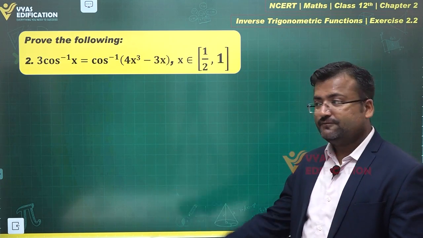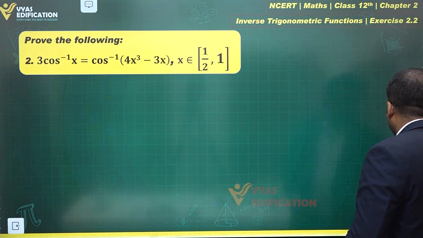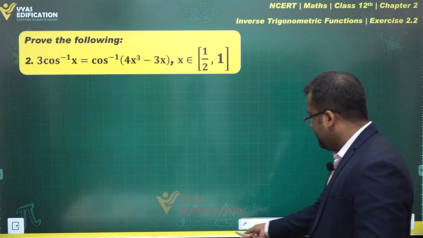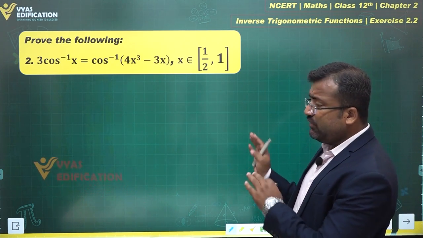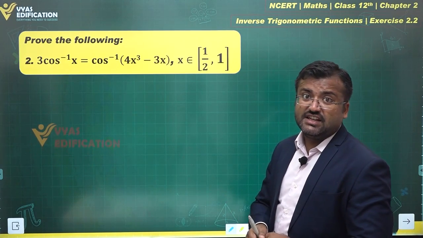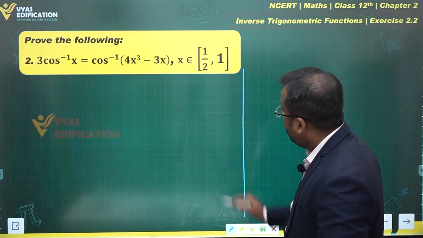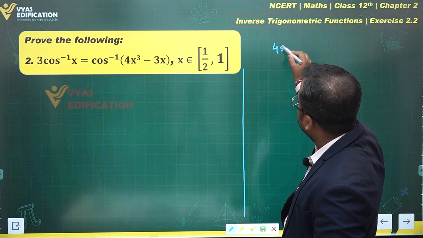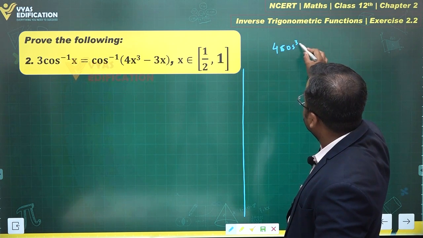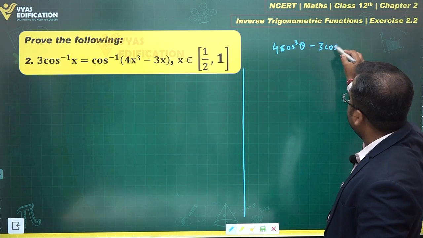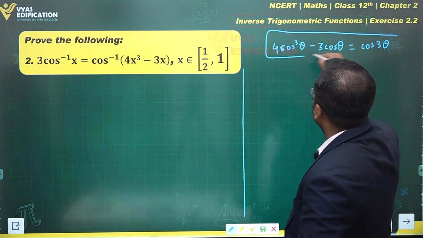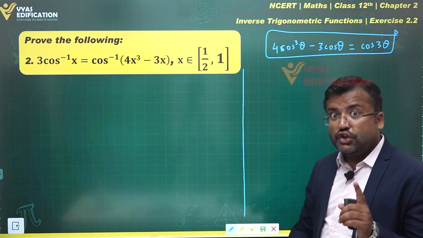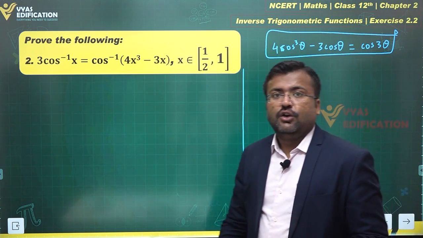Let's try and solve this one. We have studied a few important things in the previous question and seen some extra results related to this. But now let us focus on what the NCERT people want. Observe carefully that 4 cos cube theta minus 3 cos theta is equal to cos 3 theta. This is the formula that you should be aware of already.